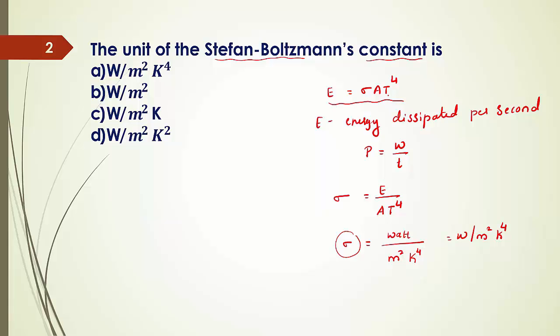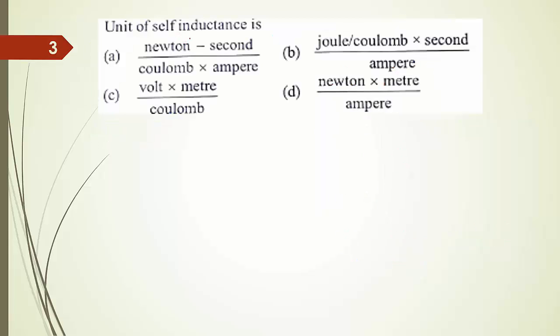The equation is E equal to sigma A T raised to 4. About Stefan-Boltzmann constant you are going to study in the chapter Thermal Properties of Matter. So the right answer is watt per meter square Kelvin raised to 4. Option A is right. Third question: the unit of self-inductance is.